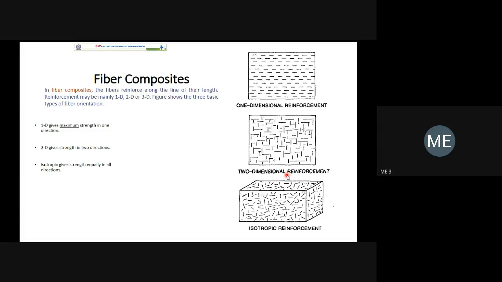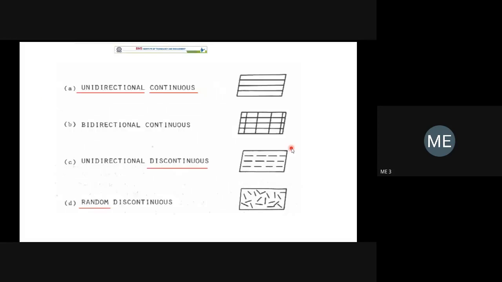If loading is in 2 directions, like plates, then the fibers should be oriented along the horizontal as well as vertical directions, like cloth fibers oriented in the X direction as well as the Y direction. If you take the cloth and dip it into thermoset resin, it becomes a composite material. There are also cases where fibers are oriented in all three directions. You can see unidirectional fibers, bidirectional fibers, and unidirectional discontinuous.